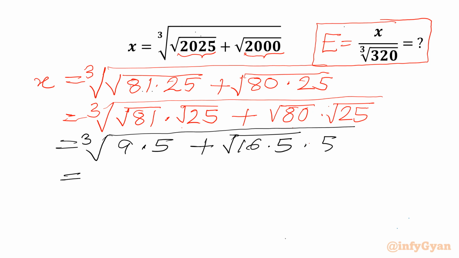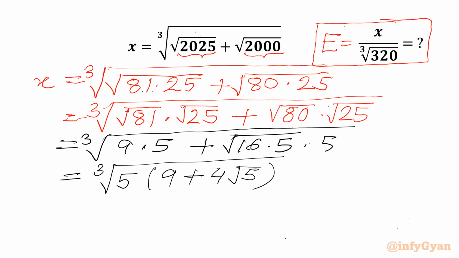Now 5 we will take common in the radicand. So in the bracket this will be 9 plus square root 16 times square root 5. So we can write 4 root 5. Now using the radicals property we can write cube root 5 times the cube root of (9 plus 4 square root 5).